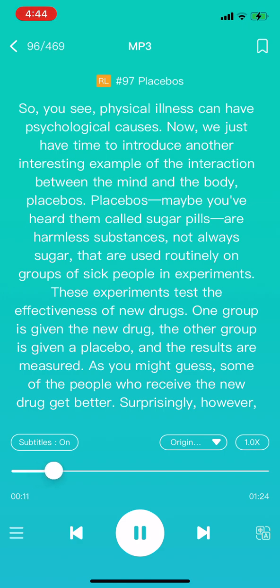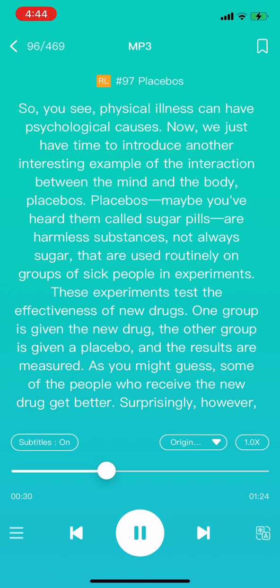Placebos. Placebos, maybe you've heard them called sugar pills, are harmless substances, not always sugar, that are used routinely on groups of sick people in experiments. These experiments test the effectiveness of new drugs. One group is given the new drug, the other group is given a placebo, and the results are measured.